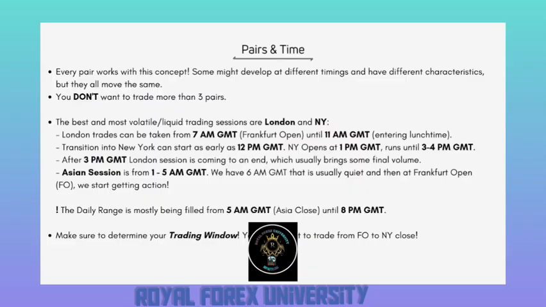London trades can be taken from 7 a.m. GMT, which is Frankfurt open. So this is in GMT time. Make sure to mark those timings, until 11 a.m. GMT, which is pretty much entering lunchtime and the dead hour that I spoke about in the previous slide, where usually the market is going to consolidate, again create a range. Why? So that the range is actually manipulated during New York and we get another move.